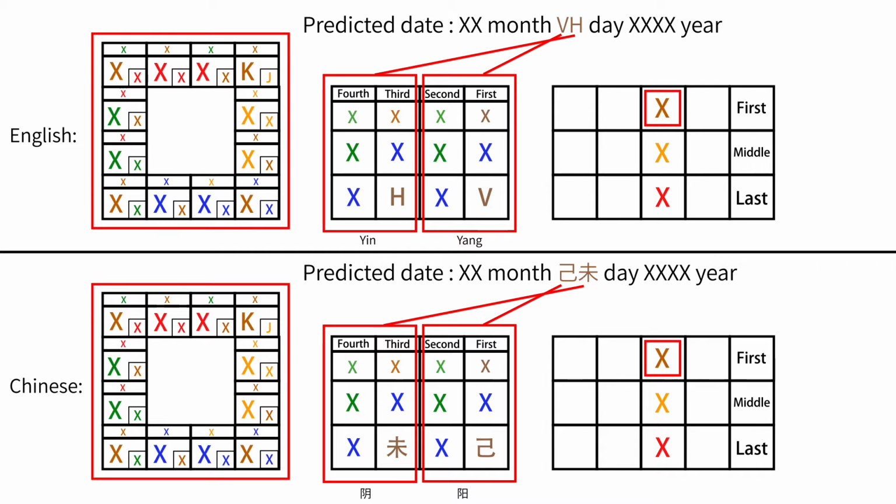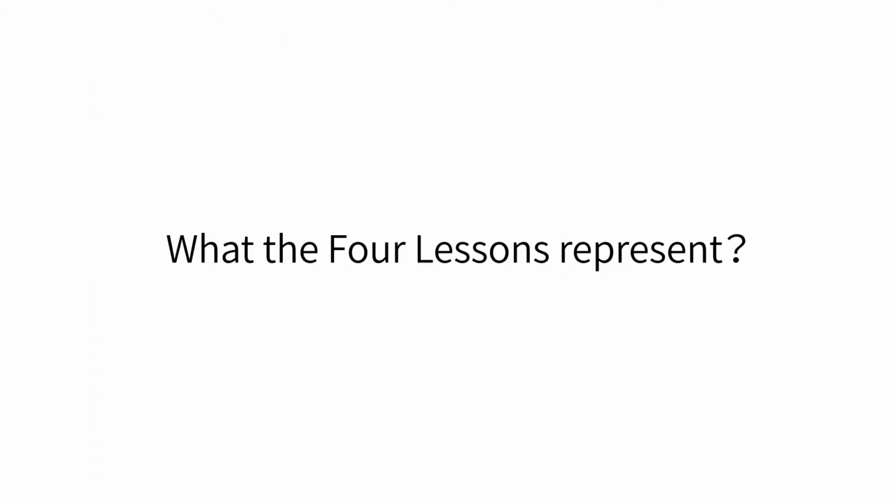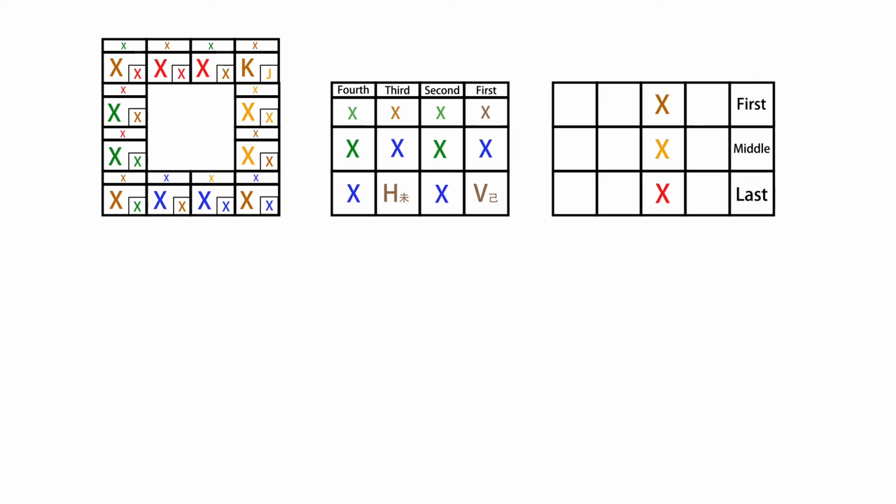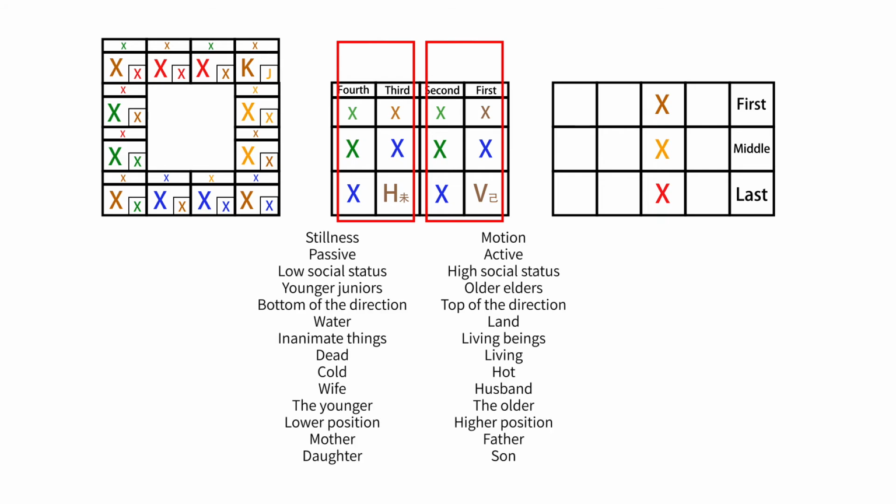In order to call the 4 lessons more conveniently, we generally refer to the first and second lessons as the stem, and the third and fourth lessons as the branch. Depending on the type of divination, the stem and the branch represent different people or things. The stem represents motion and the branch represents stillness. The stem represents active, the branch represents passive.